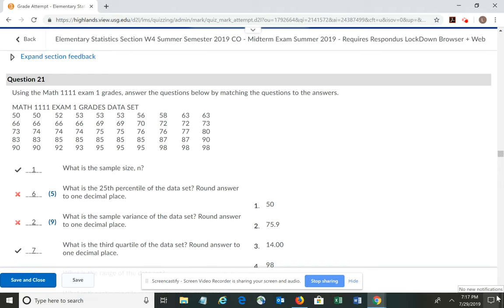Okay, then we get to the list of data, and again, this is probably the one that's the hardest to grade. You have to enter the data into the calculator. Okay, so I'm going to do that. Give me just a minute.